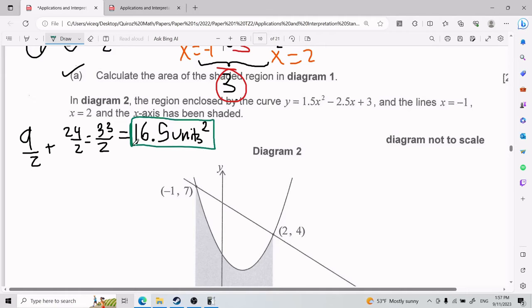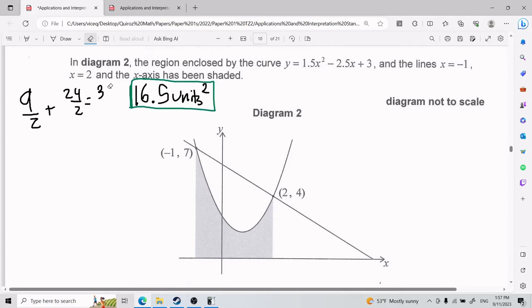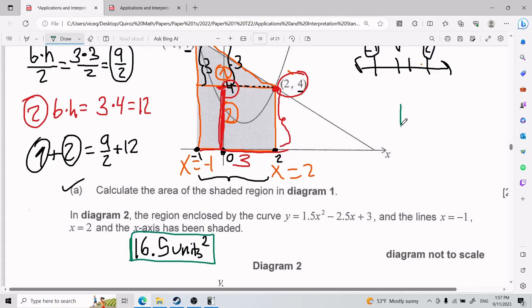So that is for part A. Then for diagram 2, ¿cierto? Let me just make a little bit of space. Let me leave the 16.5 up here so that we don't forget it. Oops, 16.5 units squared. All right, so that is for part A. Now we can move on, sorry about that.